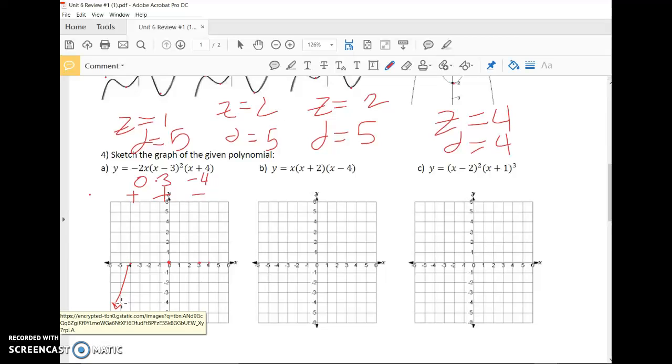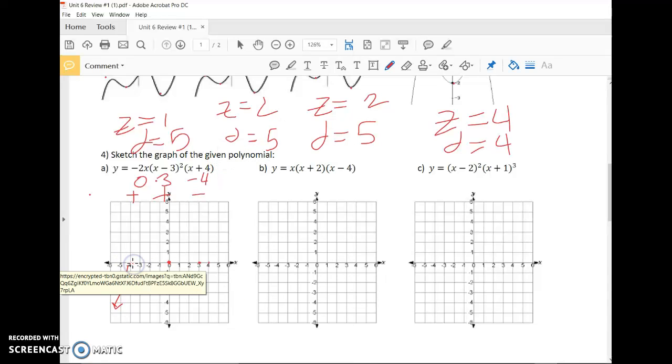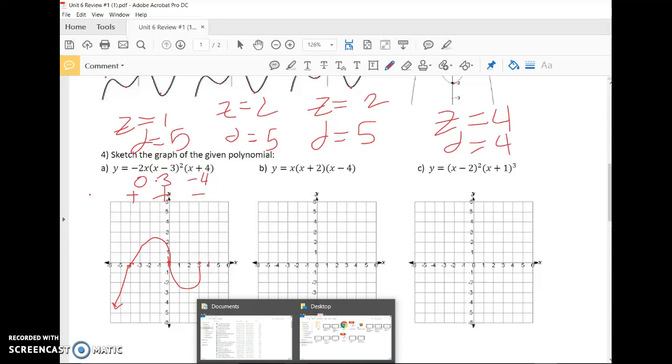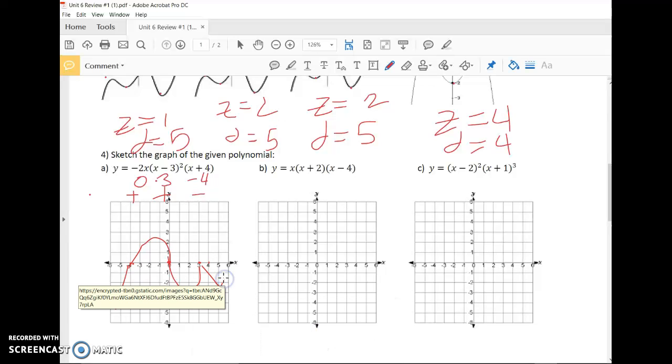And then at -4, since this is an odd power, since it's got 1, this thing would go through. At 0, it's still a degree 1, so it would go through. And at 3, it's even, so it's going to hit that thing and it's going to bounce. So this is roughly what my graph would look like. Let's go to the second one.